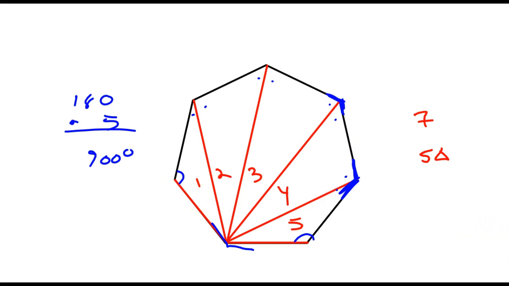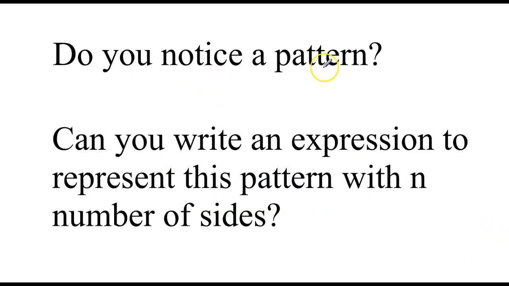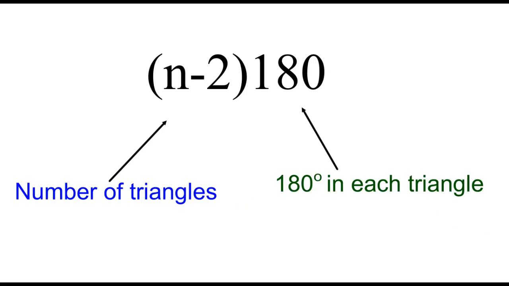Now, when we look at this pattern, yes, we notice a pattern. We take the number of sides a figure has and subtract 2 from it. That gives us the number of triangles we can make using that method I showed you. If there's 180 degrees in each one, we multiply that by 180 to get the sum of the angles. So to see that formula written again, n minus 2 stands for the number of triangles. I multiply that by 180 because each triangle has 180 degrees in it.